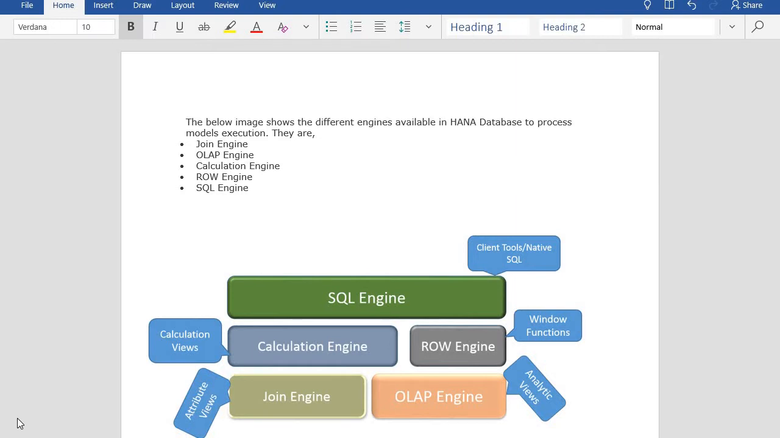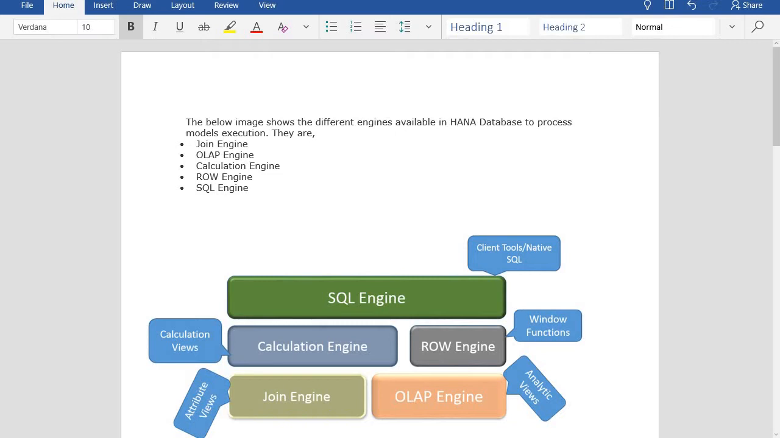Even in SQL statements, if we are working on a SQL statement where we are using only select, then it will use SQL engine. If we are doing select plus we're joining any table, it will use join engine, and if we are doing any calculation, it will use calculation engine.